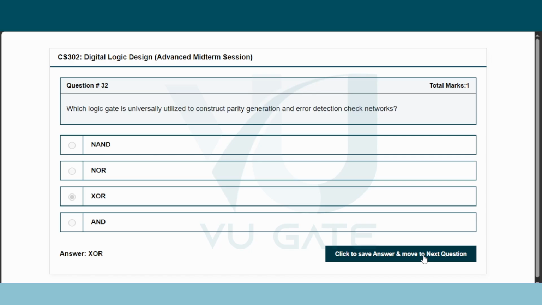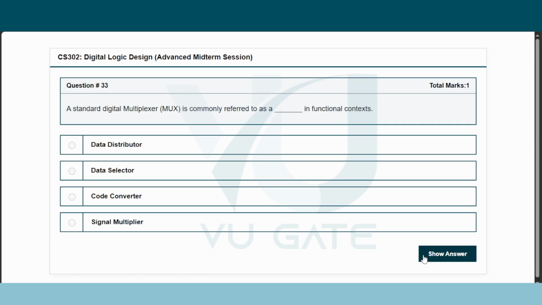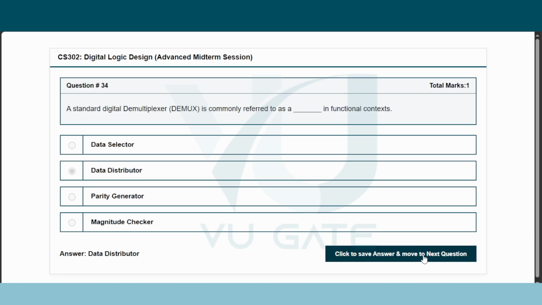Let's check out question 33. A standard digital multiplexer is commonly referred to as a blank in functional contexts. The correct answer is data selector. Heading over to question 34. A standard digital demultiplexer is commonly referred to as a blank in functional contexts. The correct answer is data distributor.